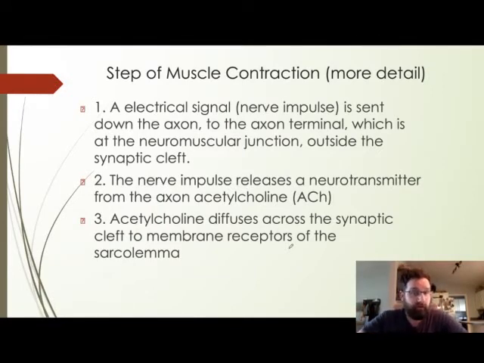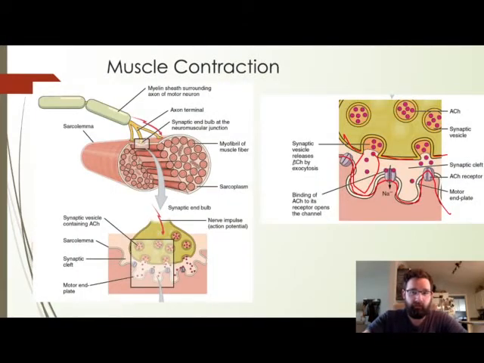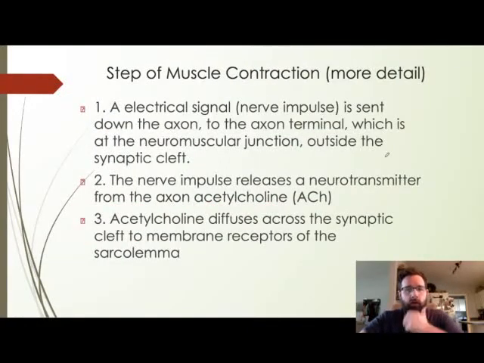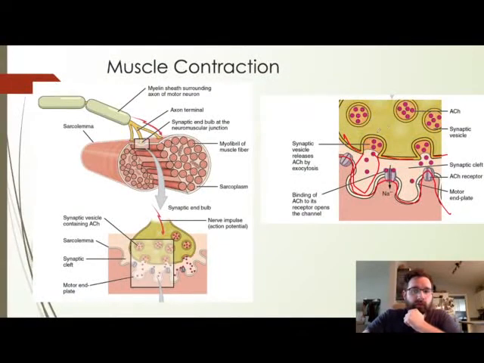Okay, so more specifically, steps of muscle contraction. There's an electrical signal, a nerve impulse, that is sent down the axon to the axon terminal, which is at the neuromuscular junction outside the synaptic cleft, right? So we're talking about this area right here, okay? The nerve impulse releases a neurotransmitter from the axon, which is acetylcholine, or ACH. Okay, so again, the ACH would be these little guys. That's a bunch of ACH inside of a vesicle, inside that nerve cell. Okay, and again, this image is a zoomed in part of that right there.